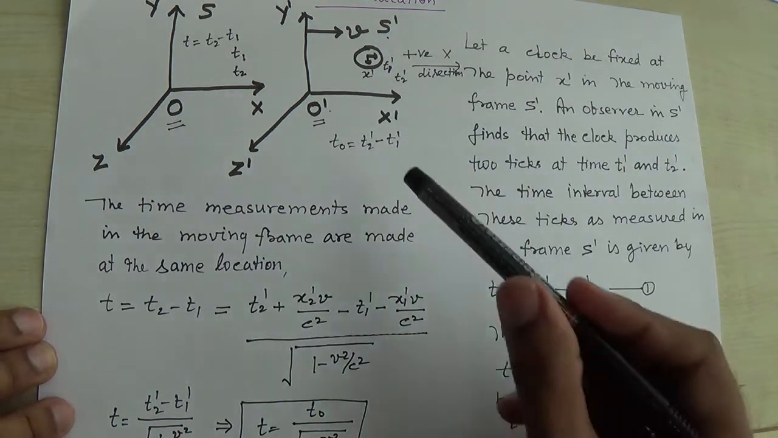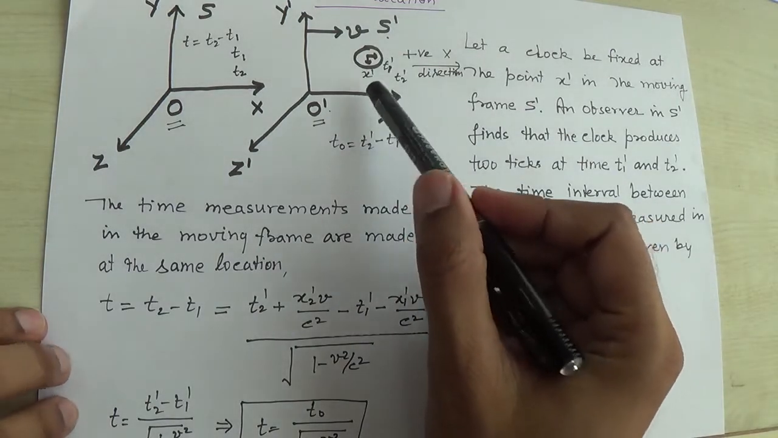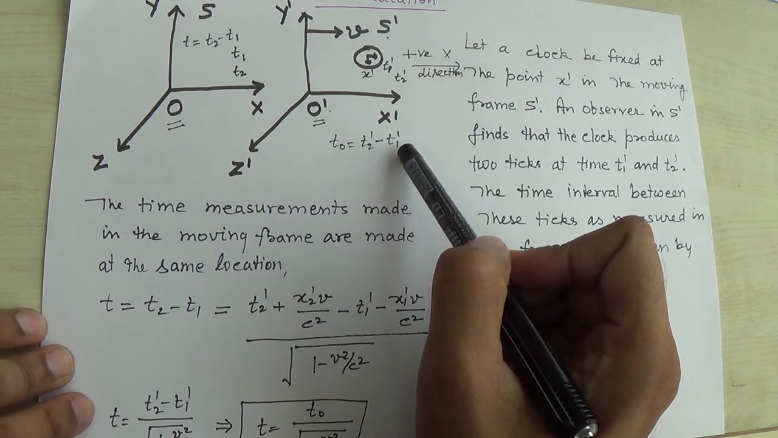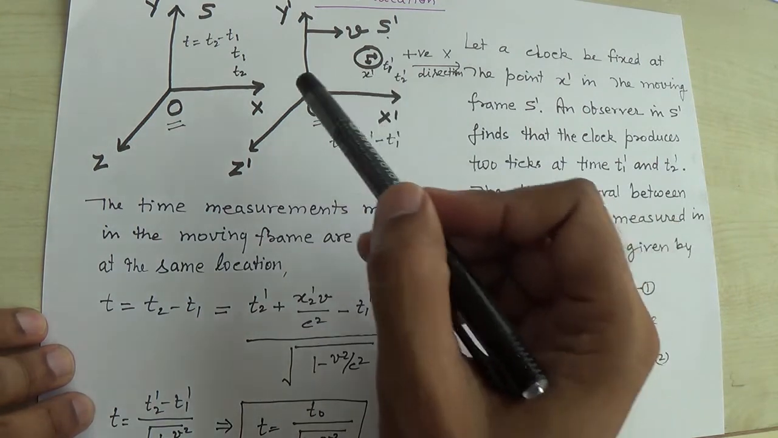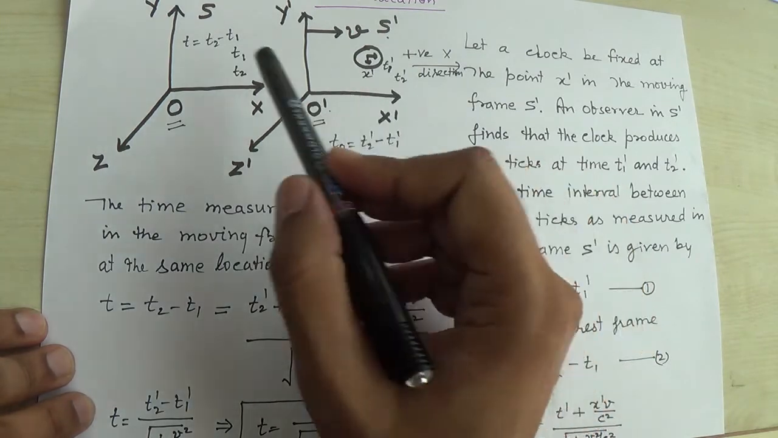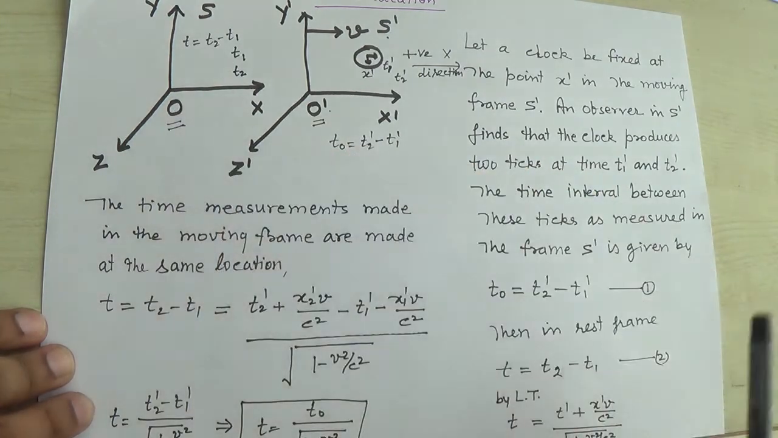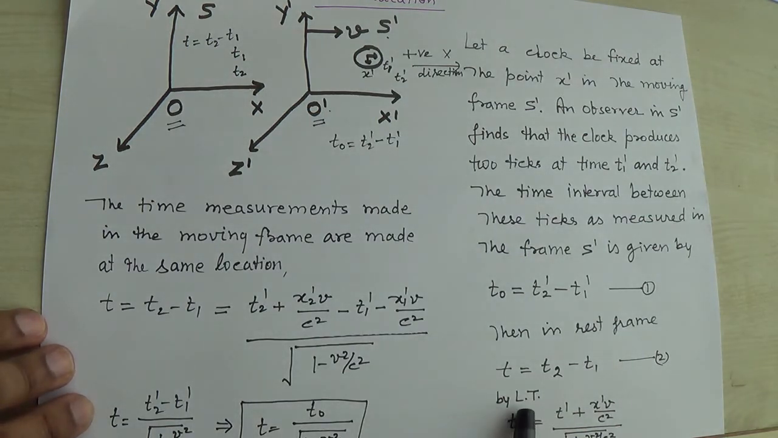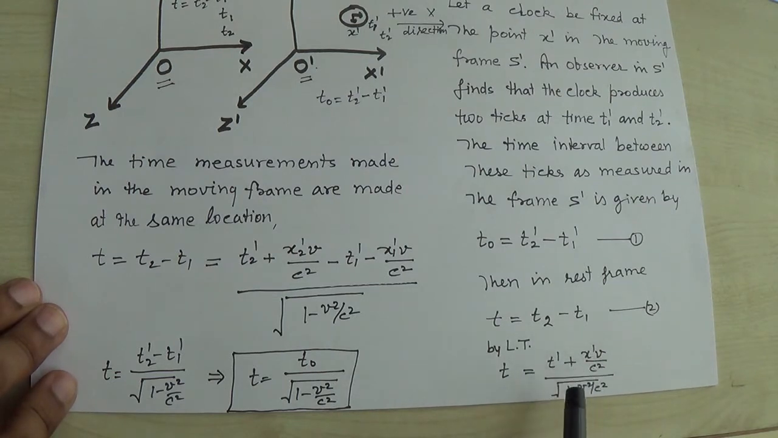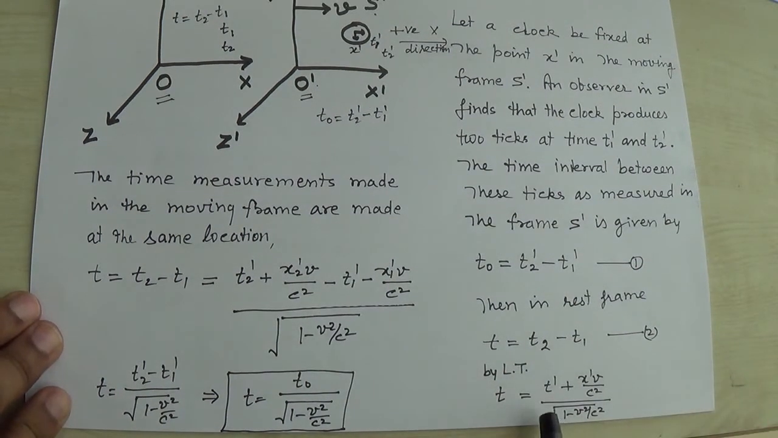So this observer, the O prime observer, knows the time interval between the two ticks, that is T naught, and that time is proper. So what will be the time interval of those two ticks for the observer O? Right. By Lorentz transformation we know that T is equal to T prime plus x prime V upon C square, upon square root 1 minus V square upon C square. This is the inverse Lorentz transformation, right?